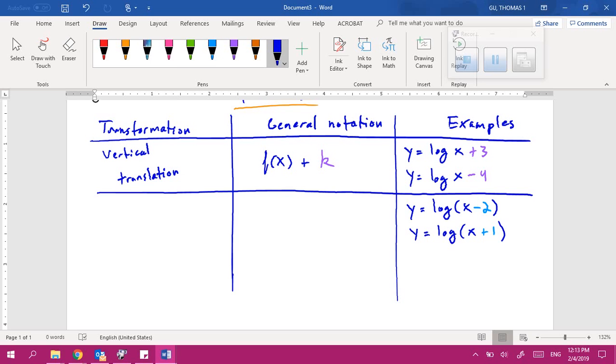All right, so let's look at the next examples then. y equals log of, in parentheses, x minus 2. How would that change from the original graph? Right 2, very good. And what would the plus 1 change from the original graph? Left 1, that's right. So instead of a vertical translation, this is going to be a horizontal translation.